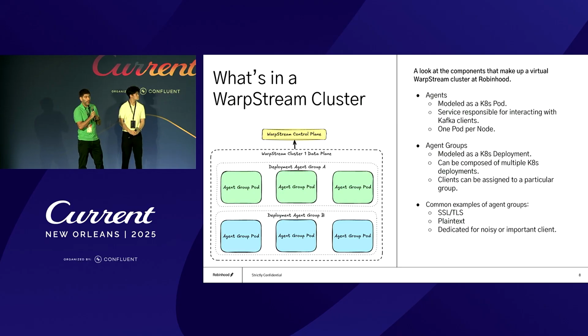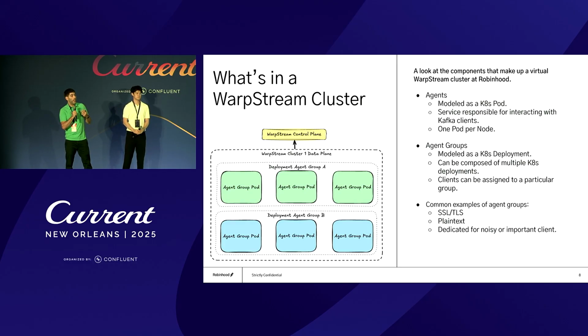Next, we have the agent groups. Agent groups are a collection of agents that are basically under a namespace. We modeled this as a deployment in Kubernetes. One thing I want to point out, which will become important later, is that an agent group can be composed of multiple different Kubernetes deployments. And with having an agent group, we can assign particular clients to agent groups.